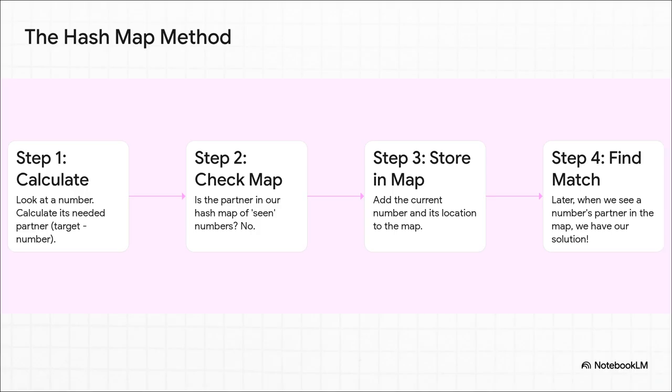Eventually, we get to the number 4. We ask again, what partner do I need? I need a -1. Hey, map, have you seen a -1? And this time, the map instantly says, yes, I have. I saw it earlier. And boom, right there, we have our answer.